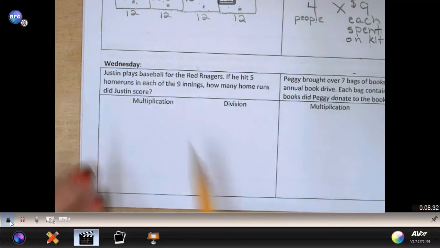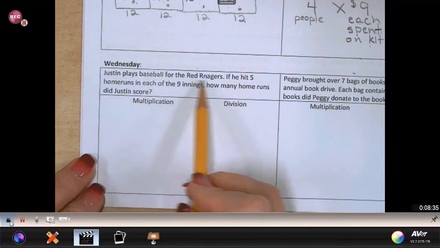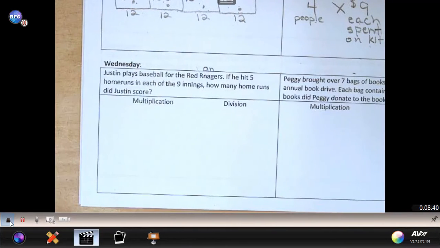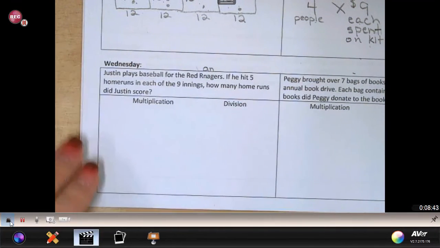First problem for Wednesday says Justin plays baseball for the Red Rangers. Oops, typo here, Red Rangers. If he hit 5 home runs in each of the 9 innings, so if you know anything about baseball, there's 9 different innings or 9 different periods. And each period means that the batter or both teams have either batted or played the outfield. So if he hits 5 home runs in each of the 9 innings, how many home runs did Justin score?